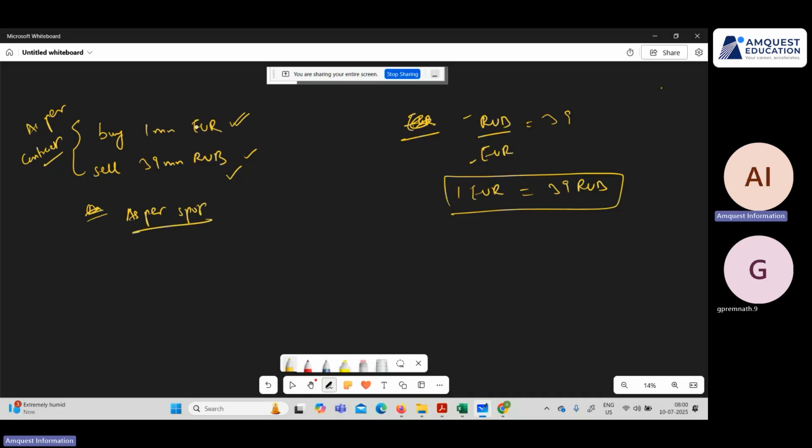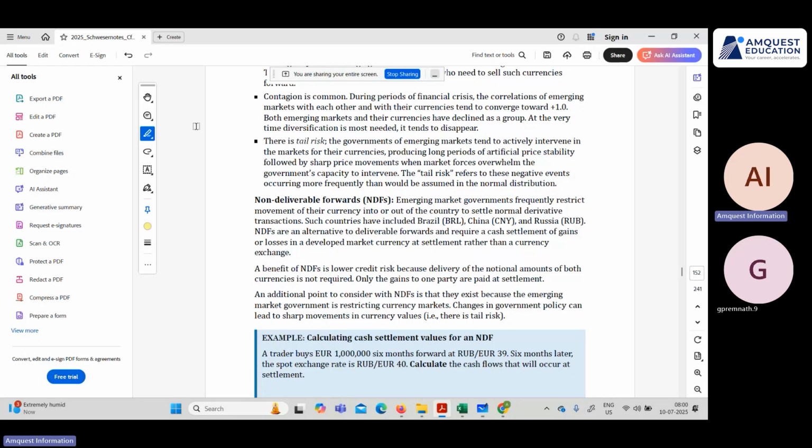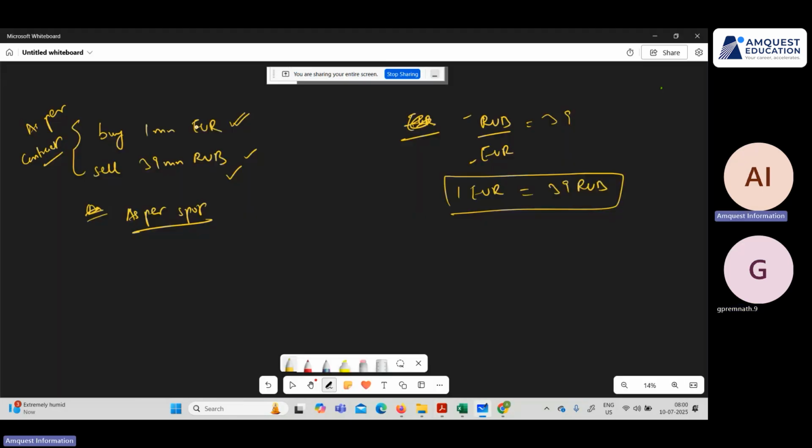As per spot, your rate is 40. Six months later, the spot exchange rate of RUB per euro is 40. So can I say that 1 million euro will be equal to 40 million RUB? Yeah. Is that correct? Yeah, that's correct.